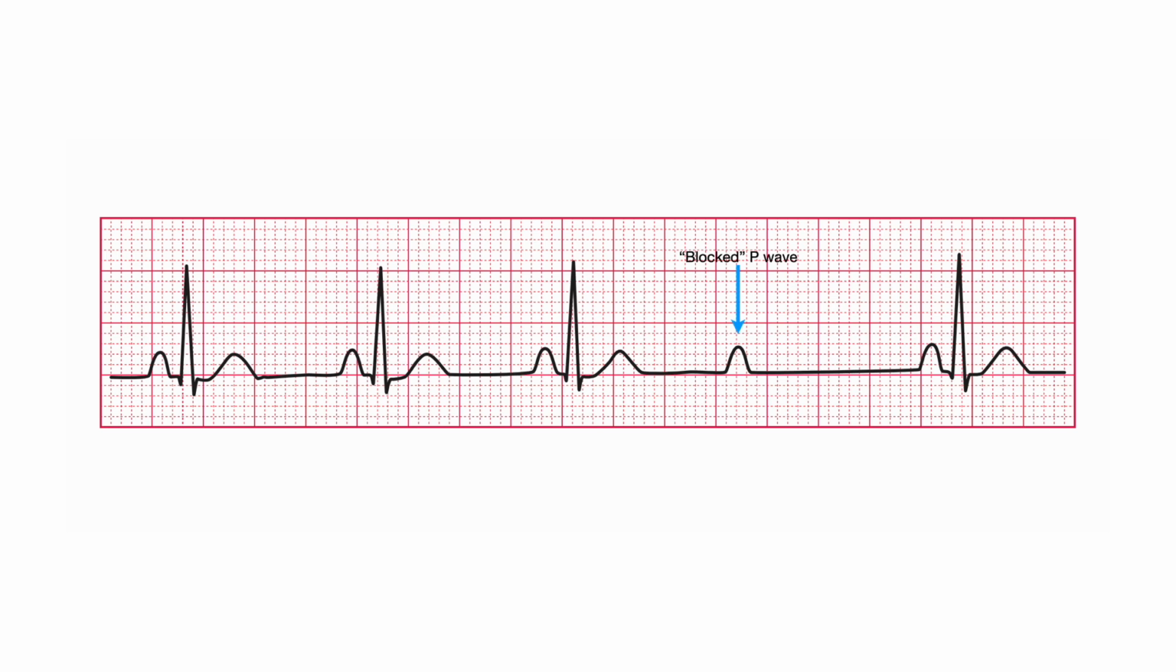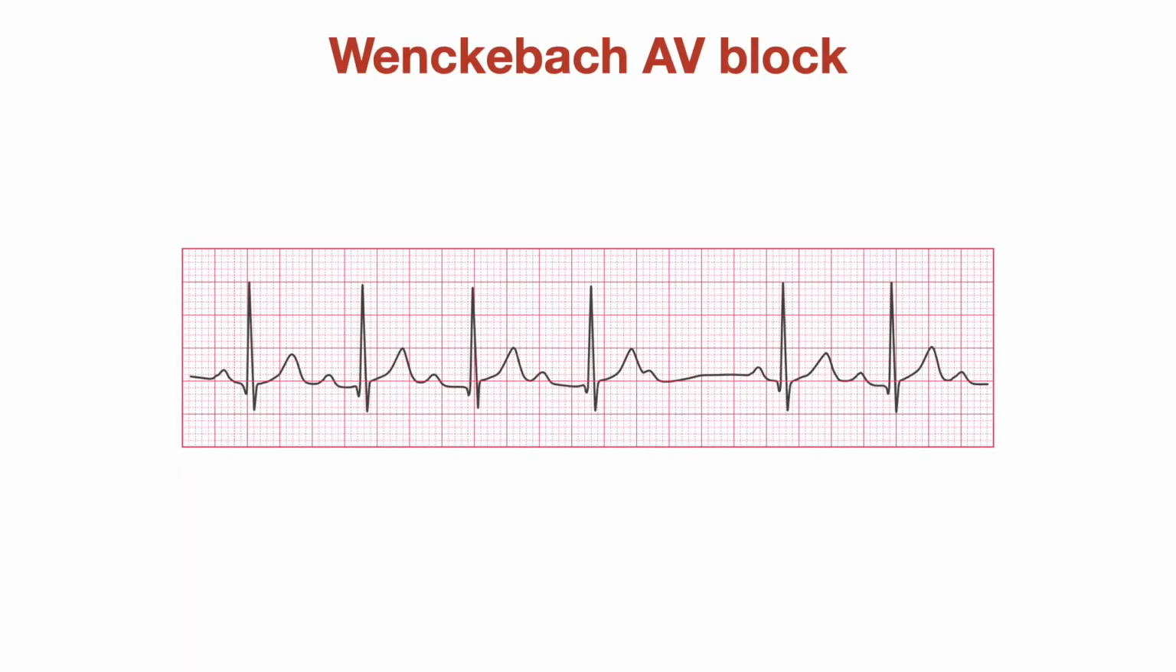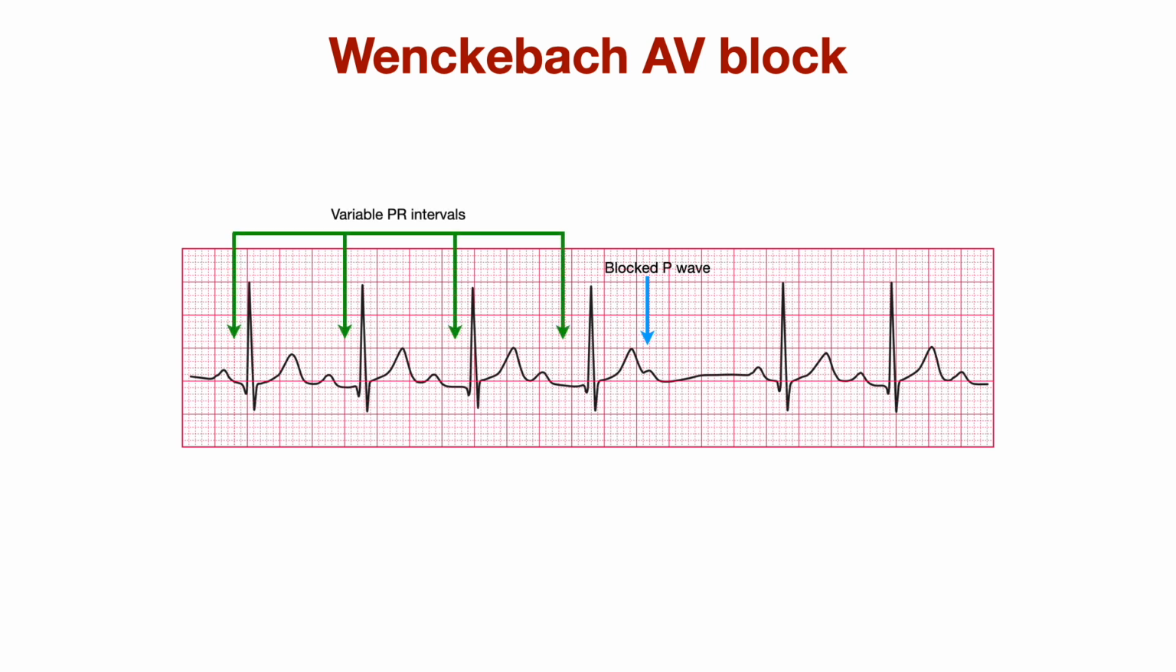Central to the understanding of second-degree AV block is the behavior of the PR intervals. The PR interval is measured from the onset of the P wave to the onset of the QRS complex. Wenckebach AV block, sometimes referred to as Mobitz type 1 AV block, occurs in sinus rhythm with an occasional single blocked P wave. In Wenckebach AV block, the PR intervals are variable before a single blocked P wave. There must be at least 2 consecutively conducted P waves before the block to make the diagnosis. In other words, you should see at least 3 P waves to 2 QRS complexes.